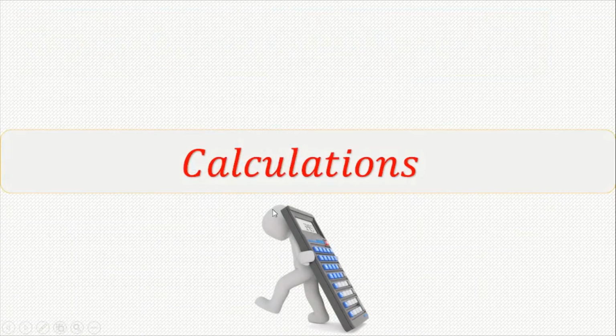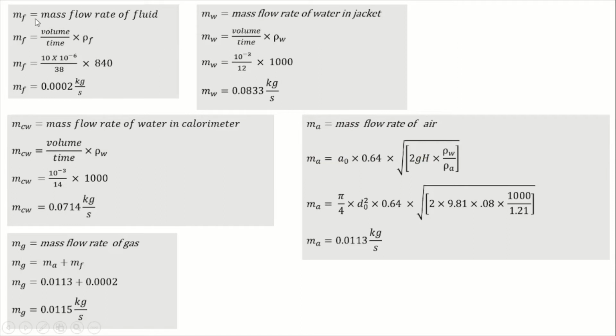Calculation: first we calculate all the flow rates. Our first flow rate is the mass flow rate of fuel. Mass flow rate of fuel is equal to volume divided by time multiplied by density. Here for 10 ml we required 38 seconds and the density is 840. So the mass flow rate of fuel is 0.0022 kg per second. Second is the mass flow rate of water in the jacket. We get 0.0833 kg per second.